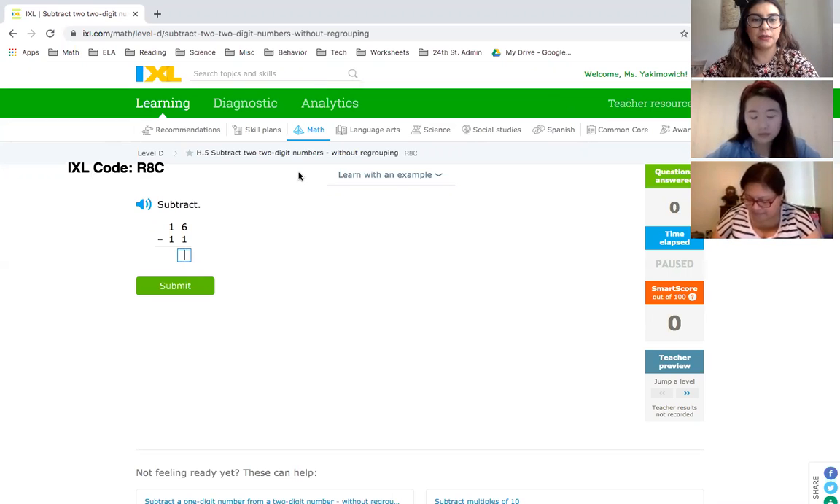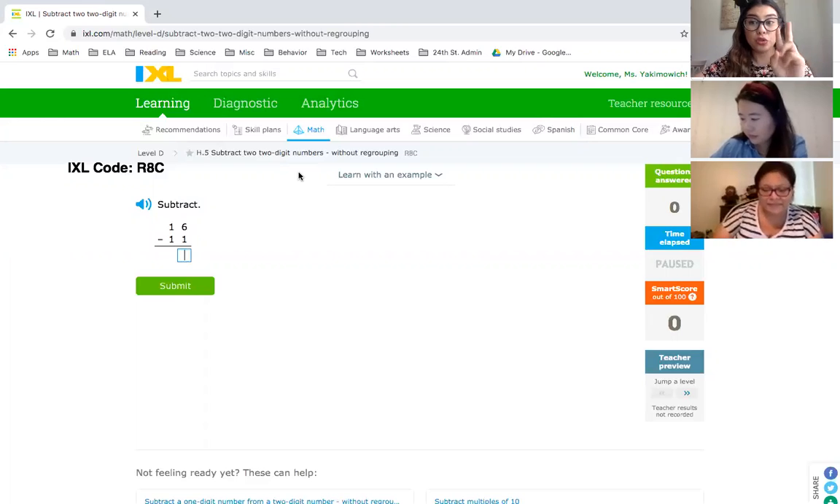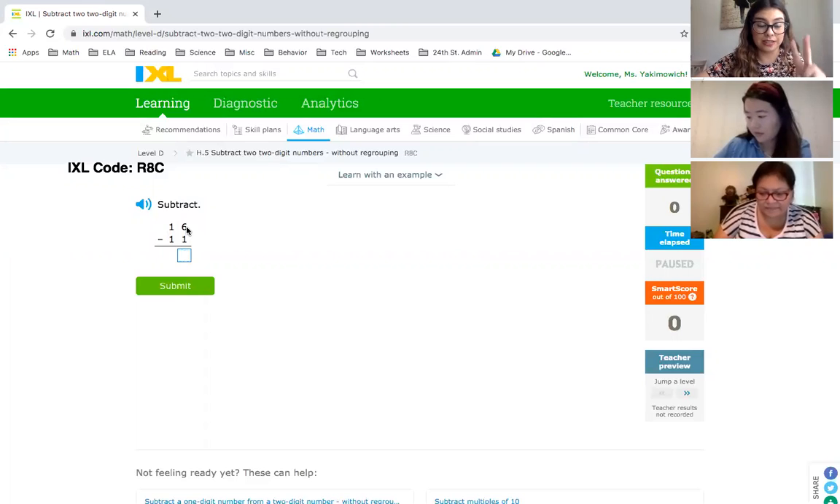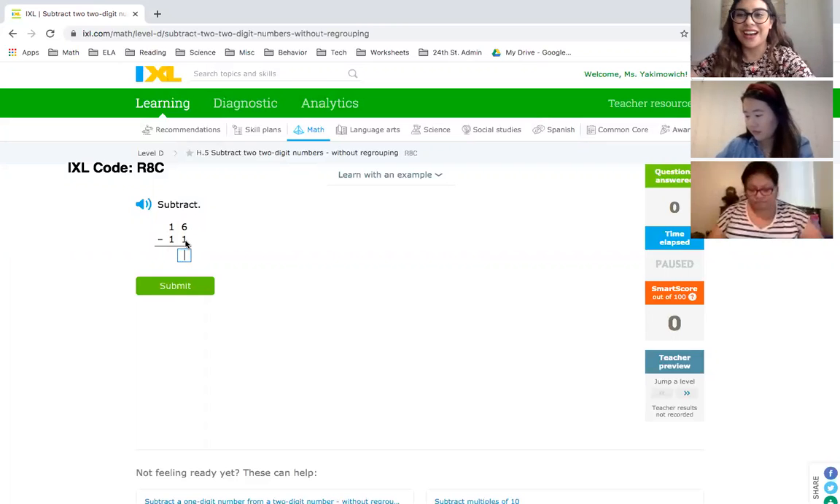So today we're going to be talking about subtracting two-digit numbers. So two-digit number means that the number has two digits. So like we see here, 16 has a 1 for the tens place and a 6 for the ones place. So 1, 2, two digits. And so does the 11. So a 1 for the tens place and a 1 for the ones place. So we're subtracting two-digit numbers.